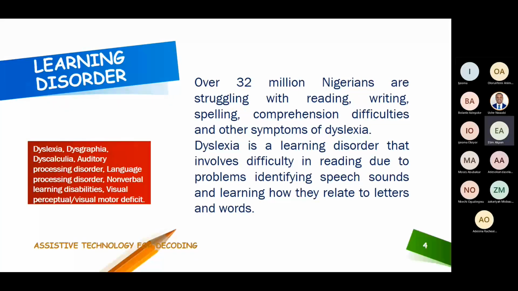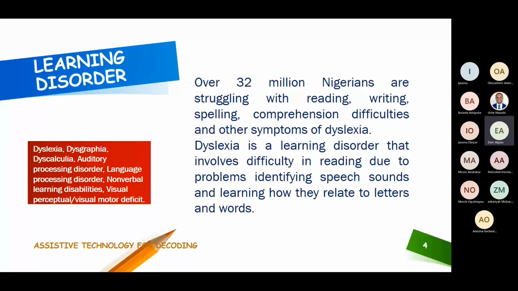So that's why we believe that we have a whole lot of people struggling with this. Even for teachers that are not yet aware, some students will be in their class that actually need help and support but don't get it because the teachers are not aware of their situation. So dyslexia is a learning disorder that involves difficulty in reading due to problems identifying speech sounds and learning how they relate to letters and words.